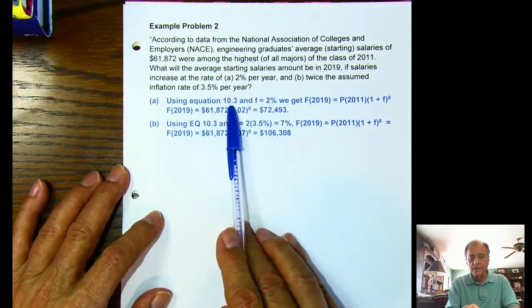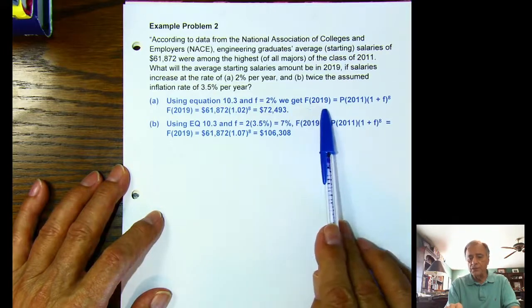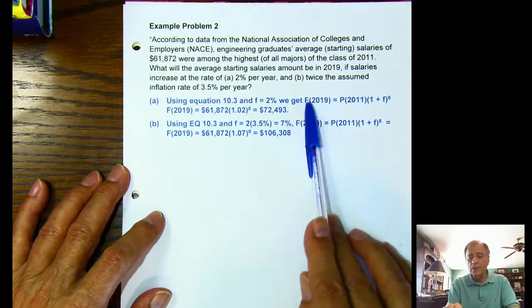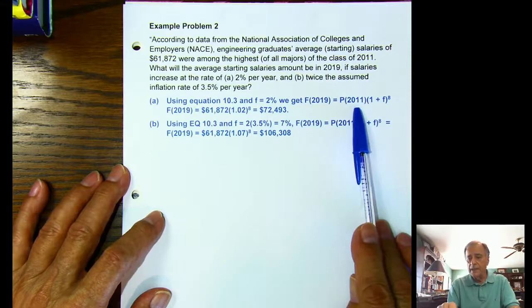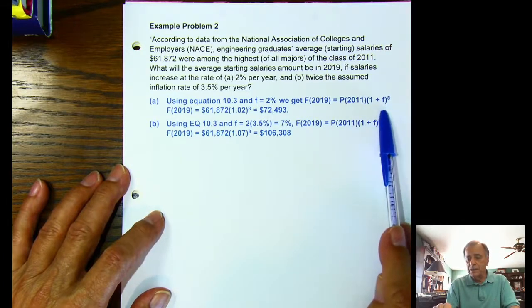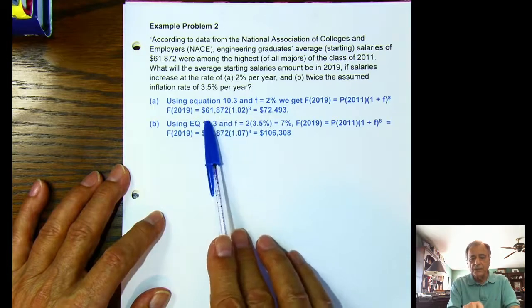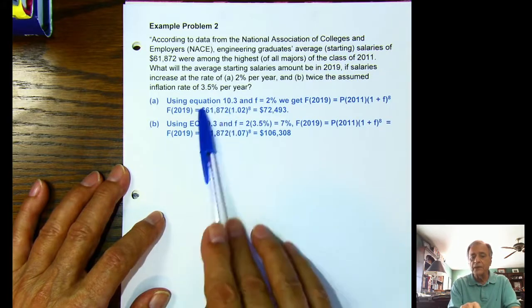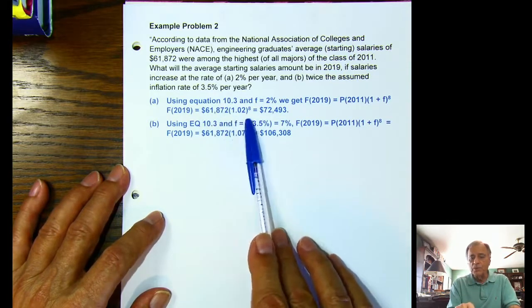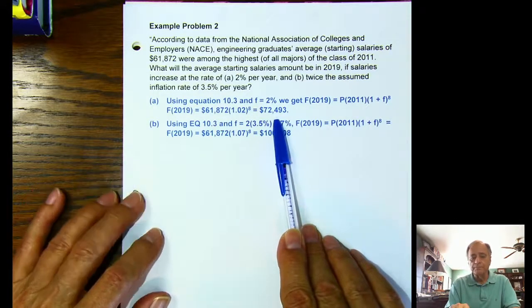Using equation 10.3 and F equals 2%, we get F, the future value in 2019, equals P, which is really constant value dollars in 2011, times 1 plus the inflation rate to the nth power. And of course, that rate is 2%. So F 2019 is equal to 61,872, that's essentially constant value dollars or present dollars, times 1.02 to the 8th power, which gives us 72,493.